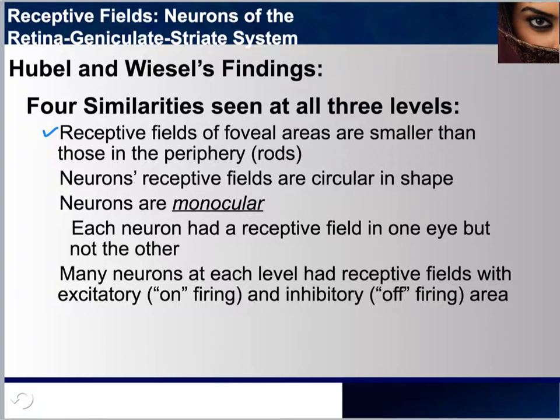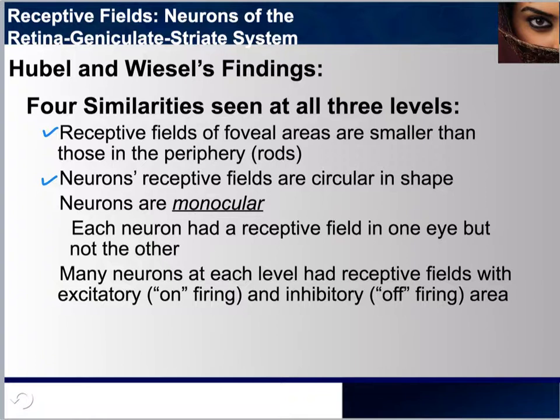The second similarity that was found was that neurons' receptive fields are circular in shape. We will talk about how this holds true with cats. However, later we found out that with humans, the receptive fields were not circular in shape. In fact, they were more rectangular.